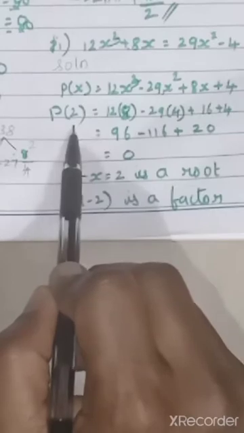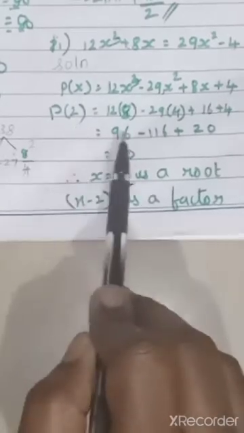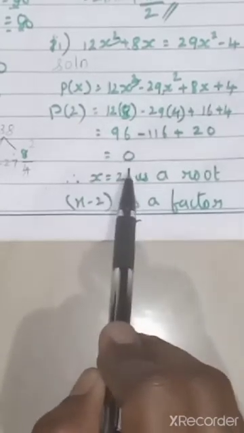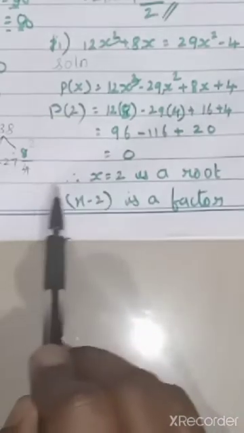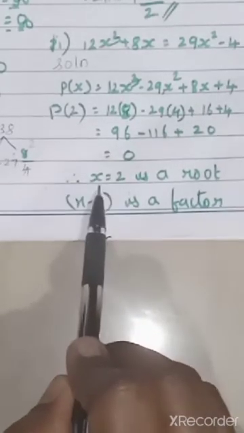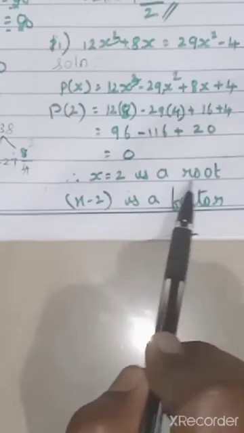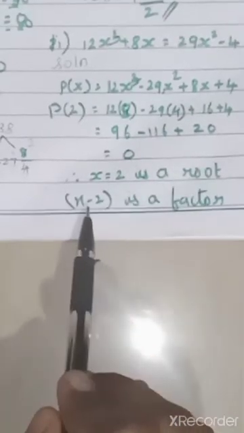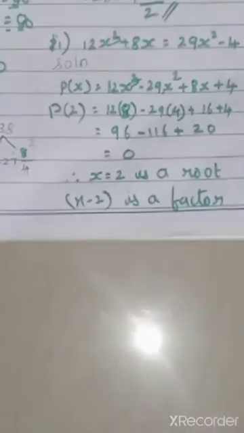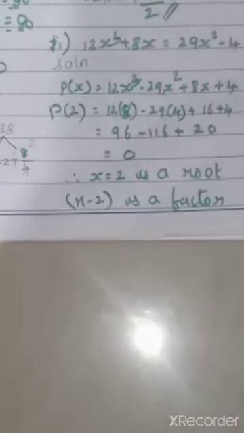We can put p of 2. So p of 2, you will get the answer as 0. Therefore you can conclude that x equal to 2 is a root. So x equal to 2 is a root. Now, what can we conclude? X minus 2 is a factor. Is that clear?